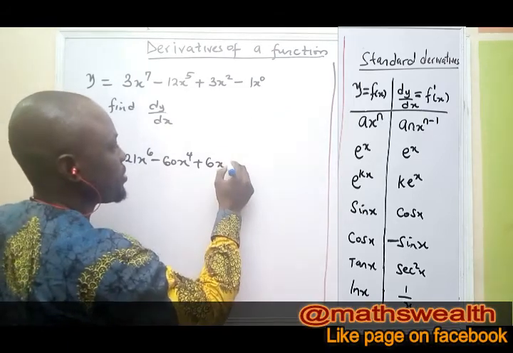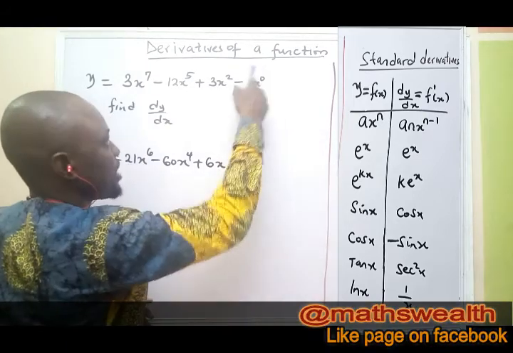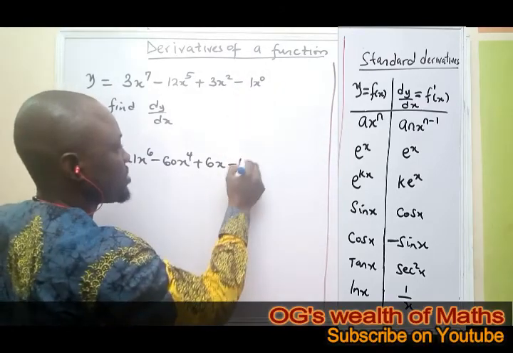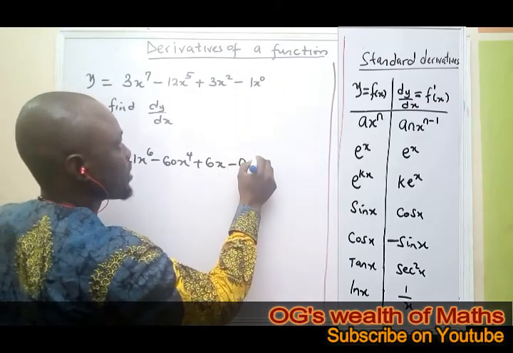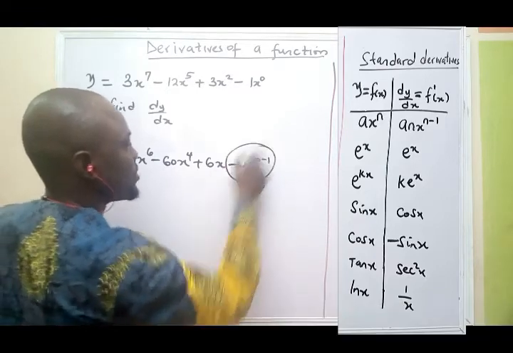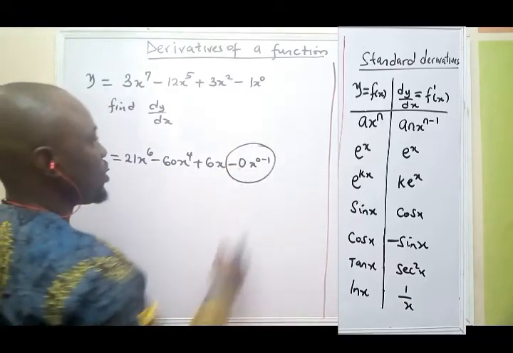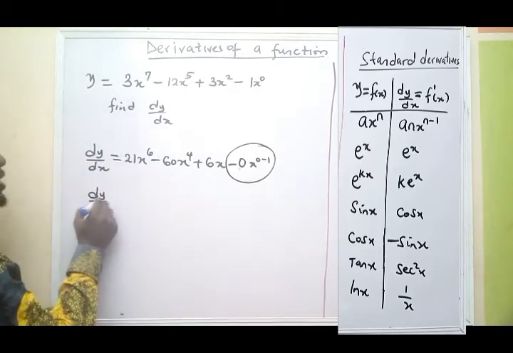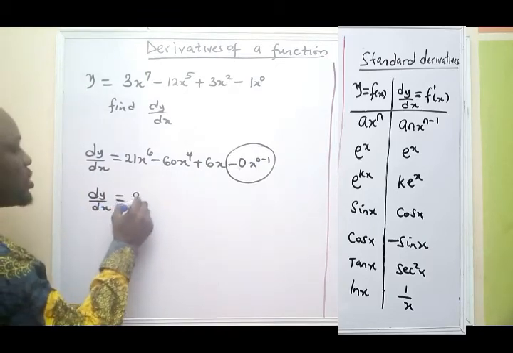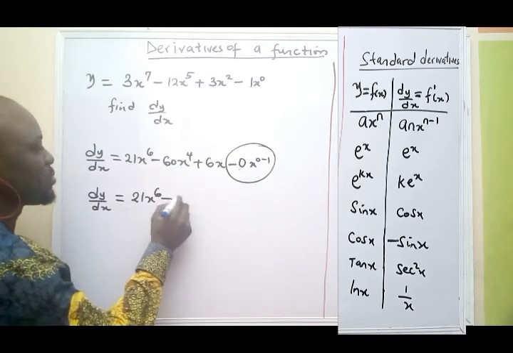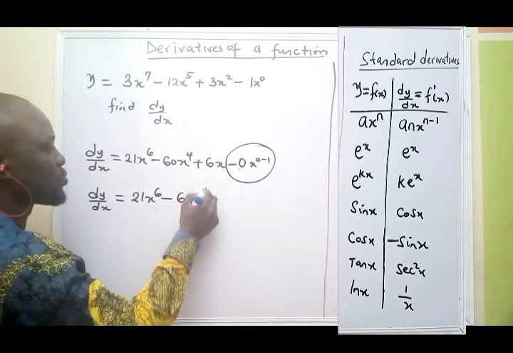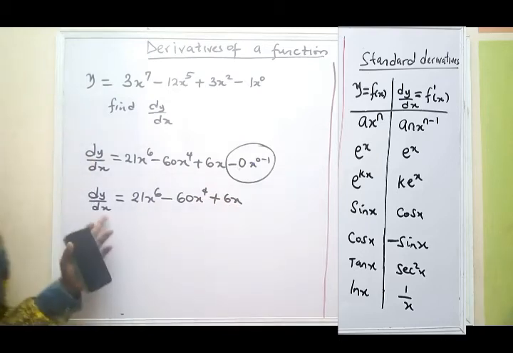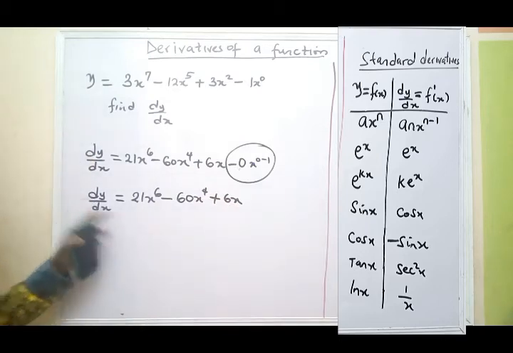So this is minus 1 multiplied by 0, which will give me 0. All of this will give me 0. So therefore, dy/dx will be 21x raised to the power 6 minus 60x raised to the power 4 plus 6x. Now I can find the second derivative of this.